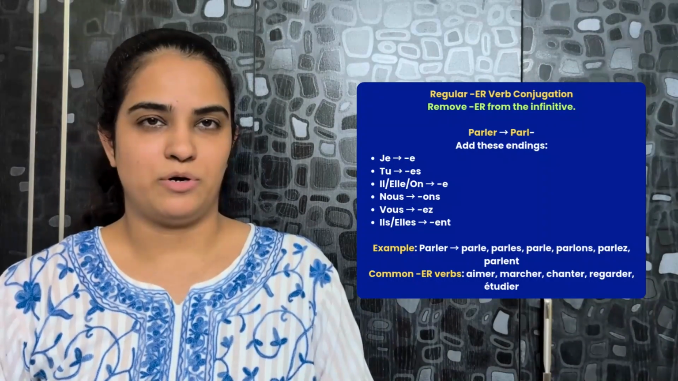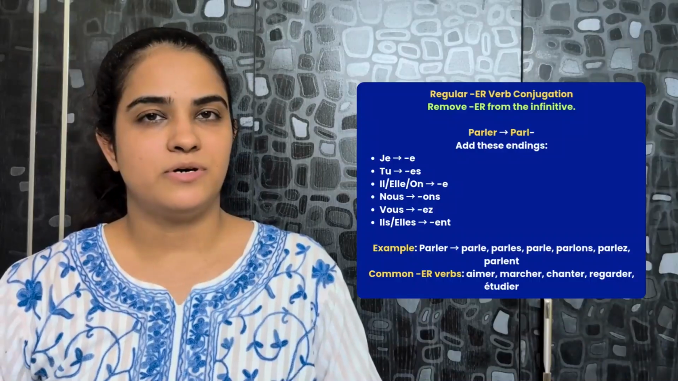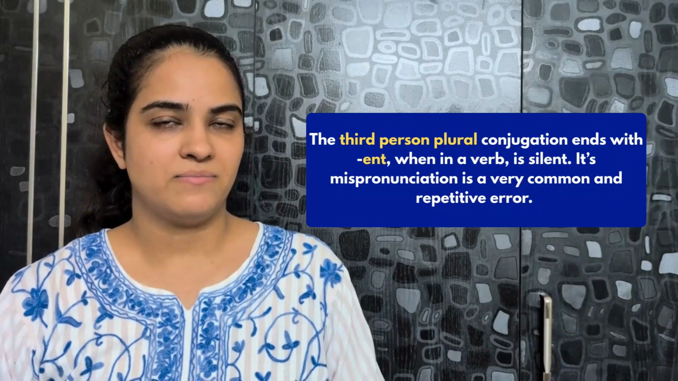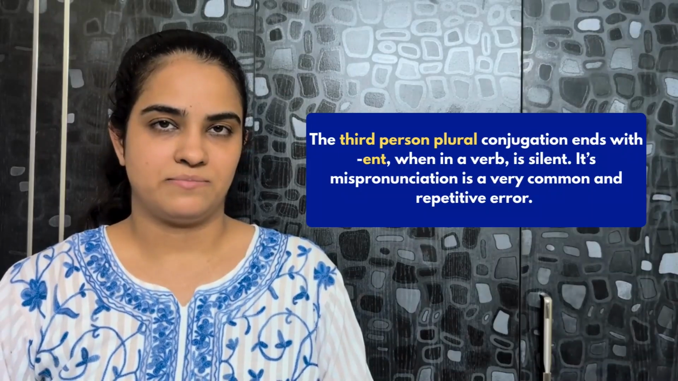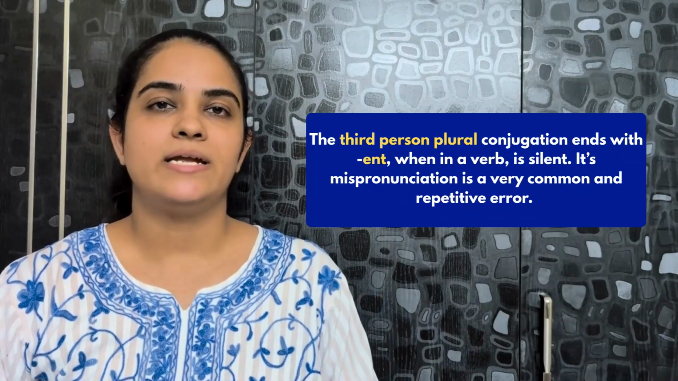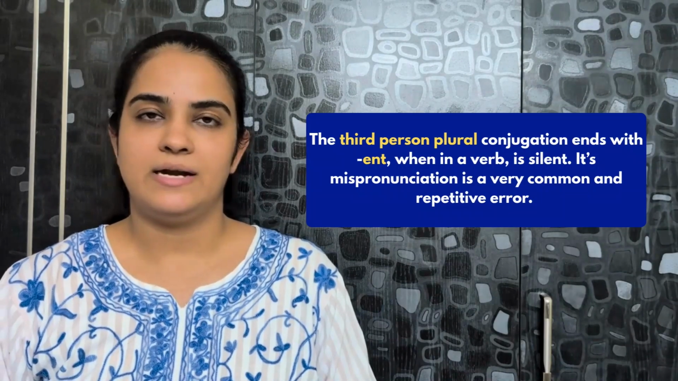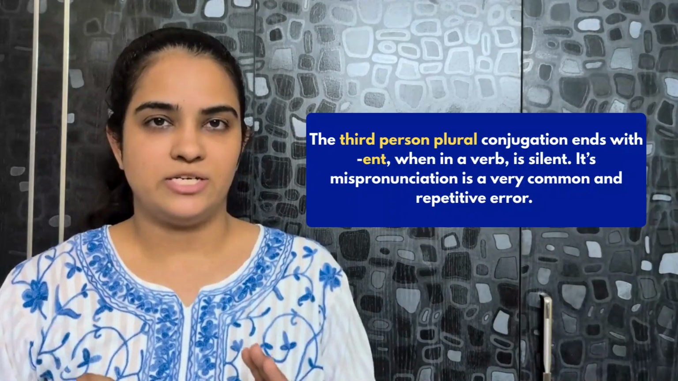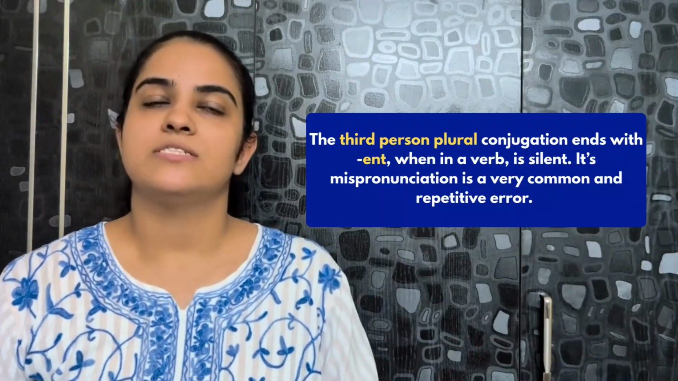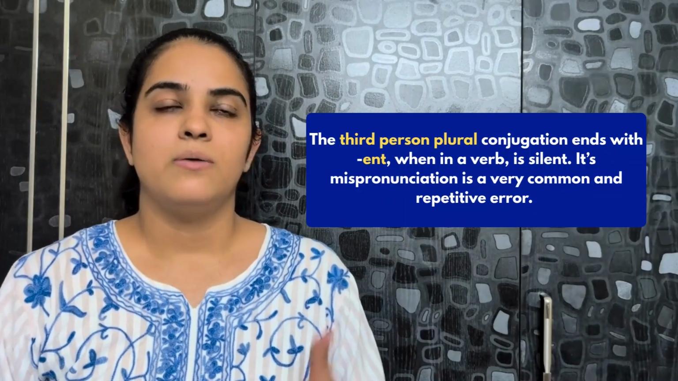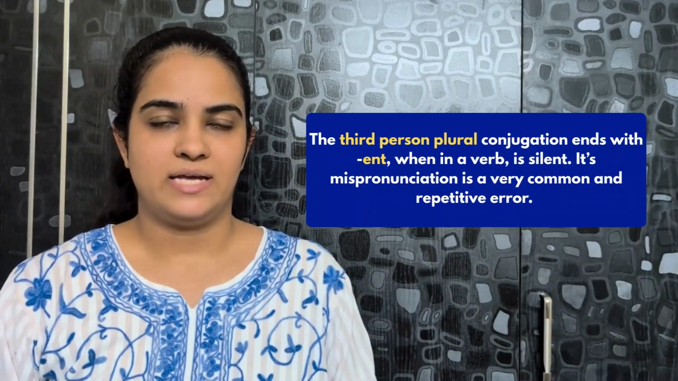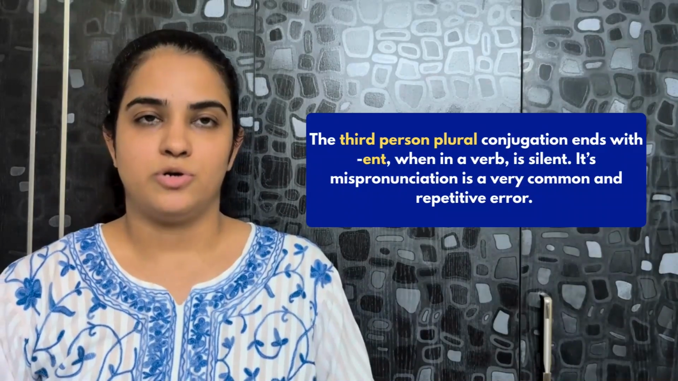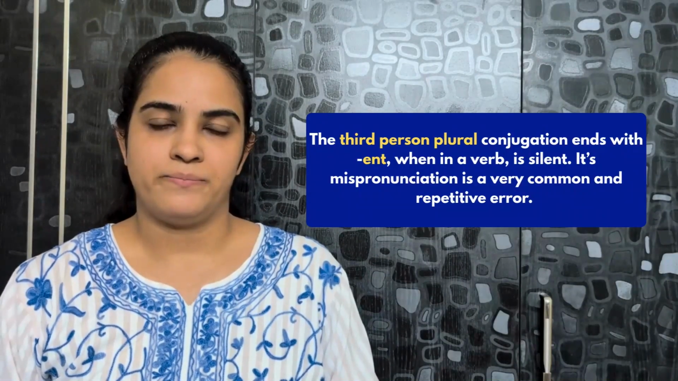Now please remember that the third person plural, which is ils, elles parlent, ends with ent. A lot of students end up making this mistake, and then it is very difficult to correct. This combination of letters otherwise definitely is pronounced as on, but when it is a verb ending it is silent, it is pronounced just as e. So you are going to pronounce that as parle.